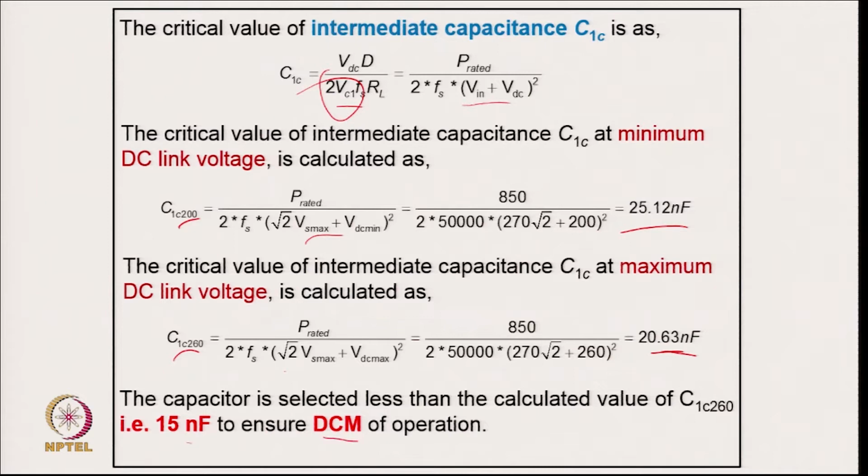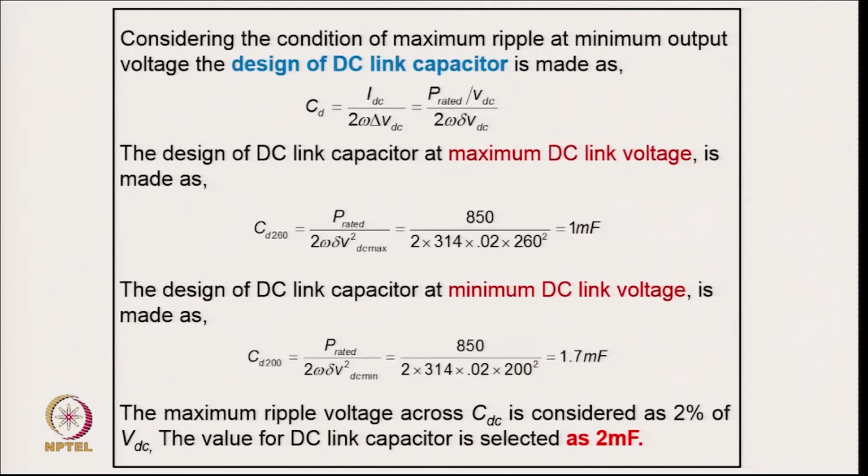over a wide operating range. And now, considering the condition of maximum ripple voltage for the minimum output voltage of the DC link, that is corresponding to this relation, corresponding to the lower voltage of both.